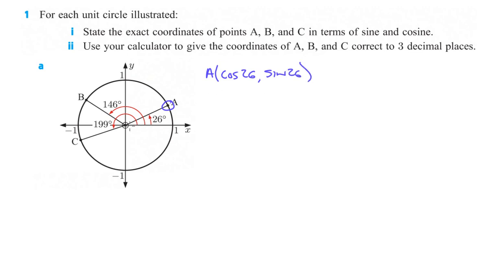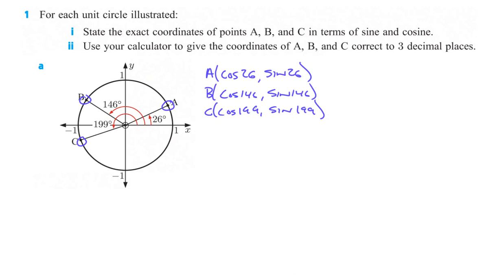Right? Because cosine is adjacent, which is going to be the x, over the hypotenuse. And sine is opposite, which is the up and down here, the vertical. That's y over 1 here. So that's why it's sine 26. Okay. Point B is going to be this one right here. So it's going to be cosine 146, sine 146. And then point C is going to be cosine 199 and sine 199.